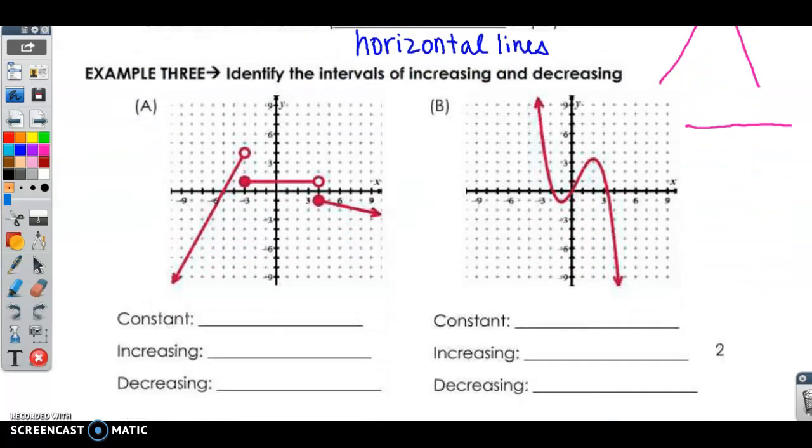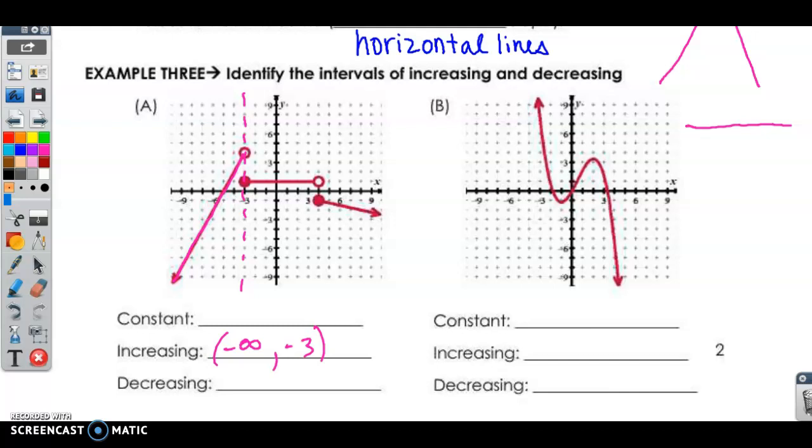So now we are just going to identify the intervals in these graphs where they're increasing and decreasing. So I'm going to go ahead and start here. That part of the graph is increasing. So it's from negative infinity, we always put parentheses around infinities and negative infinities, up to, but not including, negative 3. So I'm going to put a negative 3. It's not including negative 3 because there's a hole there.